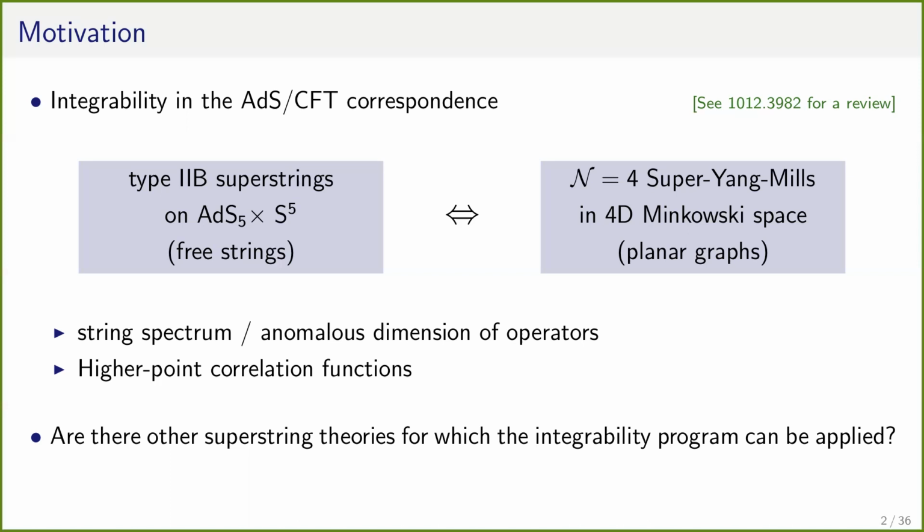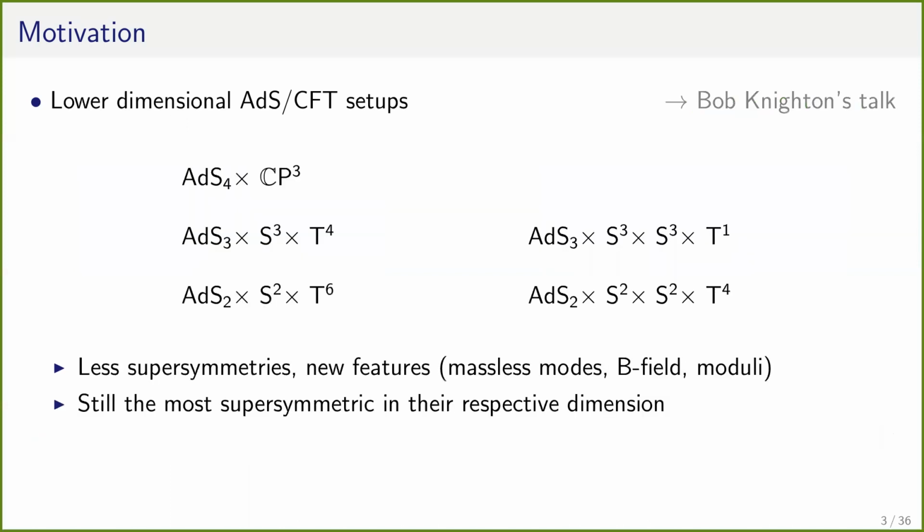The question that you can then ask is whether there are other superstring theories for which the integrability program can be applied, so to go beyond the AdS5 × S5 superstring. Now that you have heard the previous talk, you already know the answer. The answer is yes, and you can always go to lower dimensional AdS/CFT setups. Bob was talking about AdS3 × S3 × T4, but there are also other string theories that are important in this correspondence. For instance, AdS2 × S2 × T6, or also AdS4 × CP3.